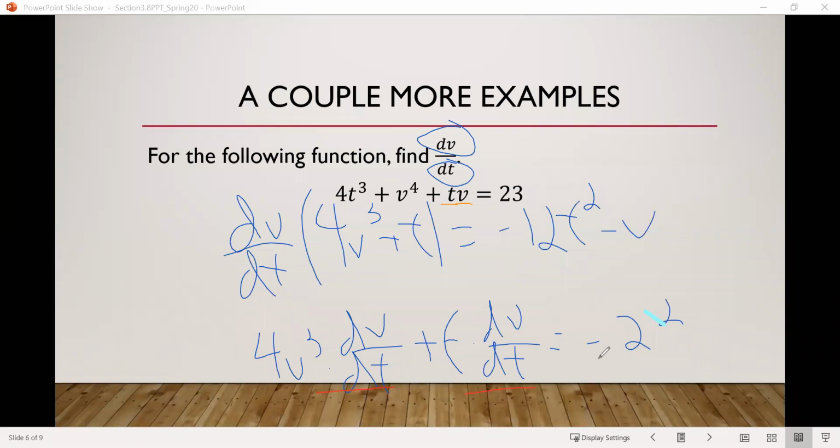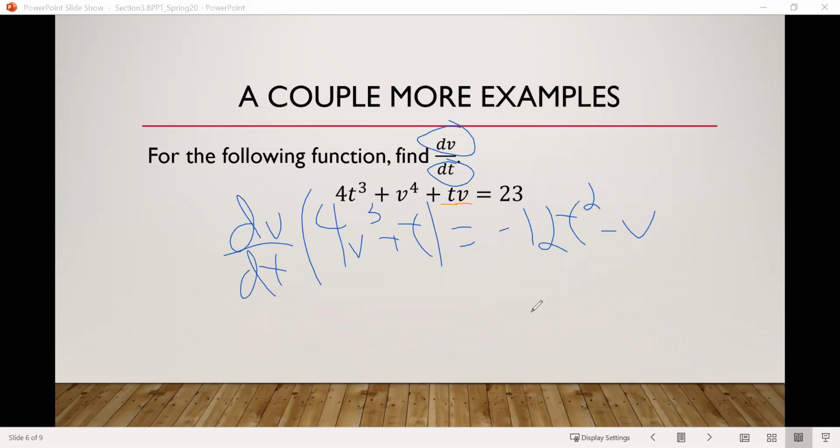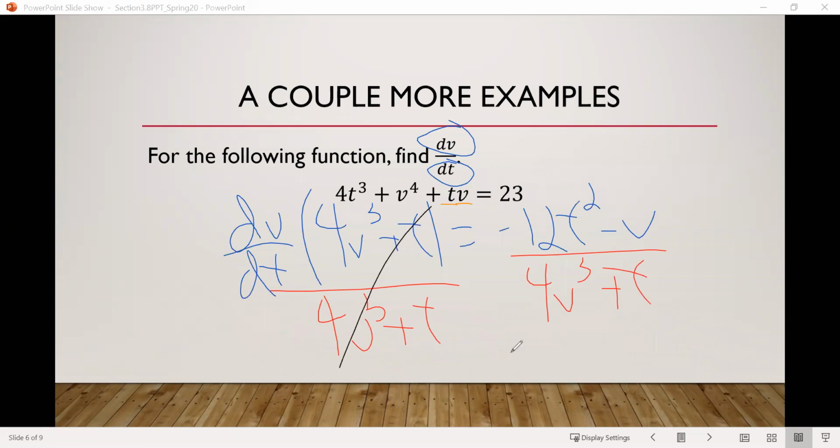And then we need to finish off. Now we have dv dt times something, and I know it's a big something, but we can still just think of it as something times something. So to isolate the dv dt, we just divide by 4v cubed plus t, divide by 4v cubed plus t. And so when we do that, these will cancel. And here we have dv dt equals negative 12t squared minus v over 4v cubed plus t. And there's our derivative.